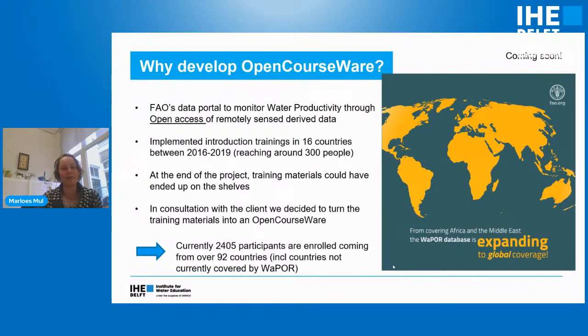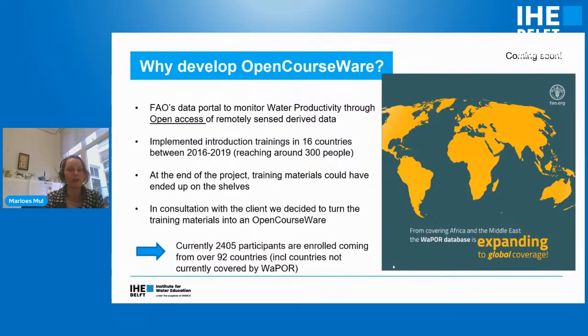And it's actually very relevant today, because next to these 16 countries that we visited, there are more countries in the current extent of the Vapor database, but in the next couple of months, the Vapor data will also be available on a global scale.